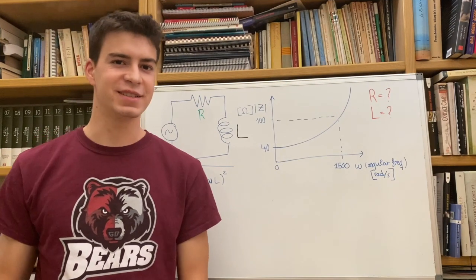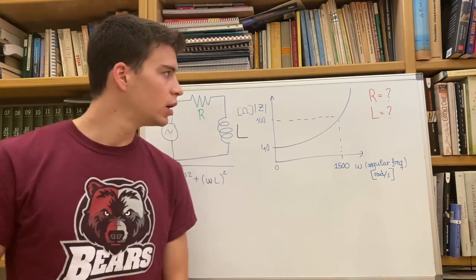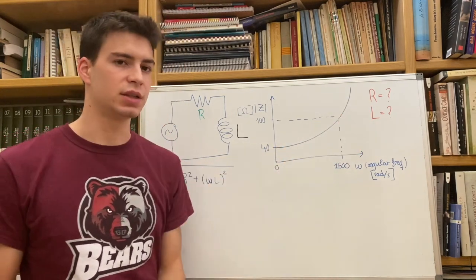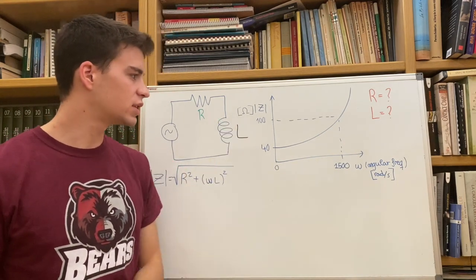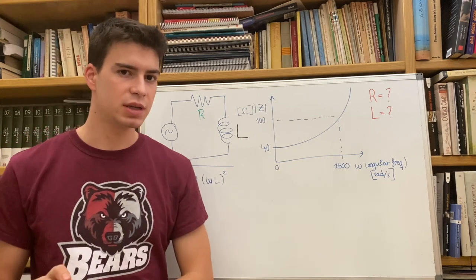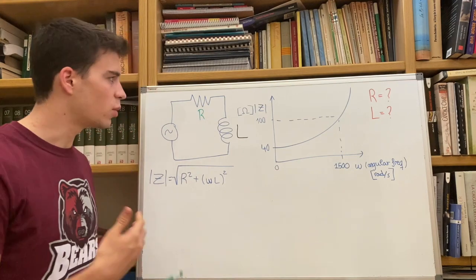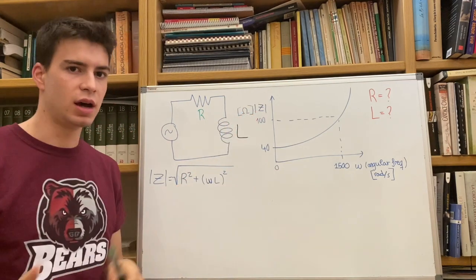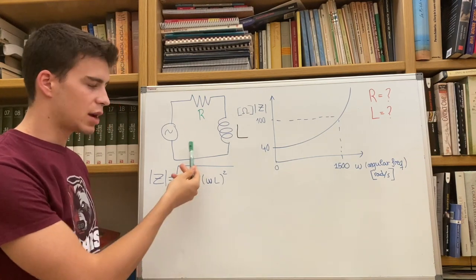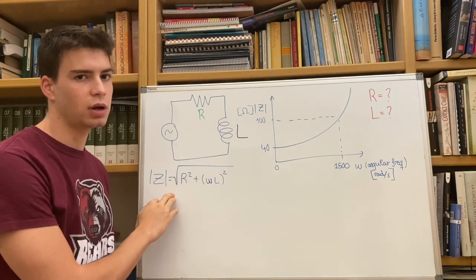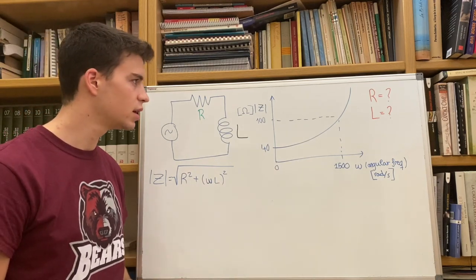Okay, now that we have a deeper understanding of the formulas, let's begin to tackle problem 7.21, where we're asked to find the resistance and the inductance of an alternating current system. As data, we are given this graph of the modulus of the impedance of the system against the angular frequency. We know that the modulus of the impedance is just going to be this formula right here for this type of system, the square root of the resistance squared plus the angular frequency times the inductance, squared.